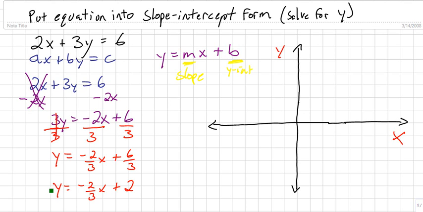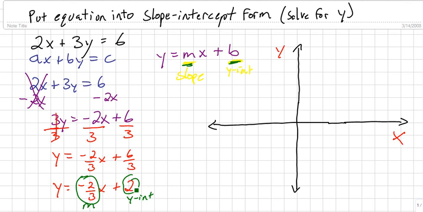Since I'm down to a single y value, I can see that this number right here represents my m, or my slope, and this represents my y-intercept, according to the graph up here. So I have a slope of -2/3, and I have a y-intercept of 2. So I can actually graph this equation by simply first looking at the y-intercept.